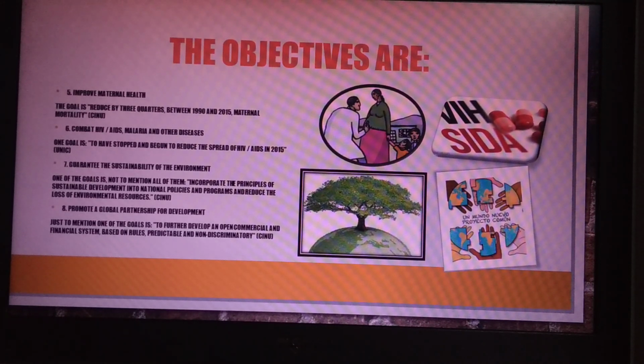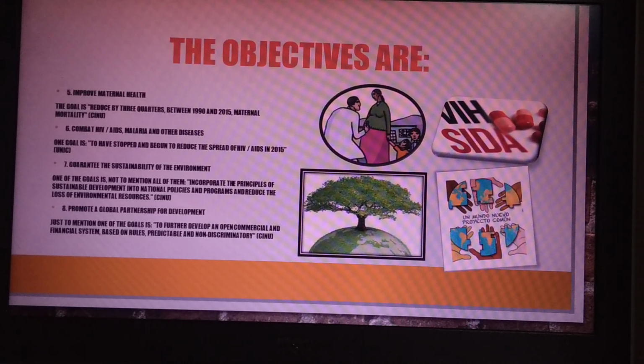5. Improve maternal health. The goal is to reduce by 3/4, between 1999 and 2015, maternal mortality. 6. Combat HIV, AIDS, malaria, and other diseases. One goal is to have stopped and begun to reduce the spread of HIV, AIDS by 2015.